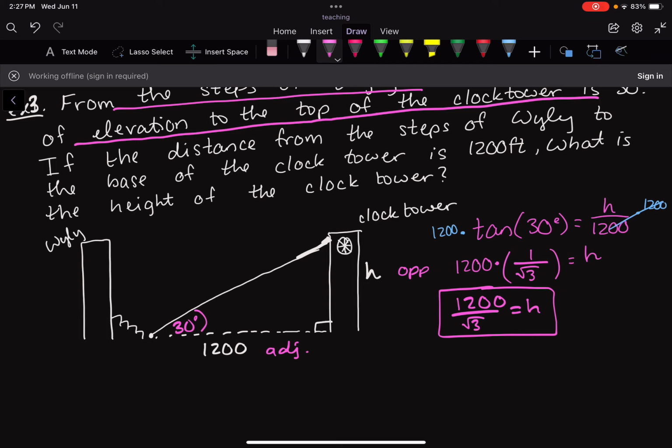However, please be aware that my math lab is going to want you to rationalize. To rationalize this, I would take 1200 over root 3 and I would multiply by root 3 over root 3, which equals 1200 root 3 over 3. 1200 divided by 3 would be 400, and then I'm left with the root 3. So I'll take either one of these answers, rationalized or not. I'm okay with either one. But my math lab is going to want you to rationalize.